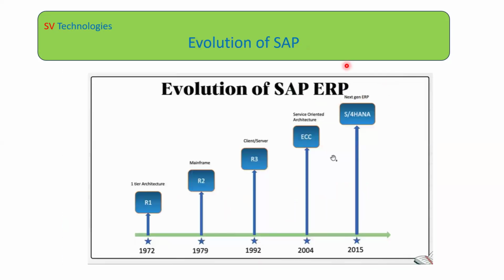If you see the evolution of SAP, initially it was developed in 1972. Currently, this is from 2015 till now, after that we are following this S4 HANA, the latest version of SAP. I'll come from the beginning. Initially, when it was developed, it was a single tier architecture. I'll explain what these one tier, two tier, three tier architectures, and S4 HANA are.